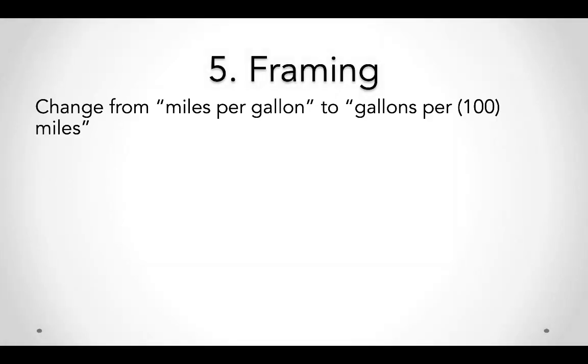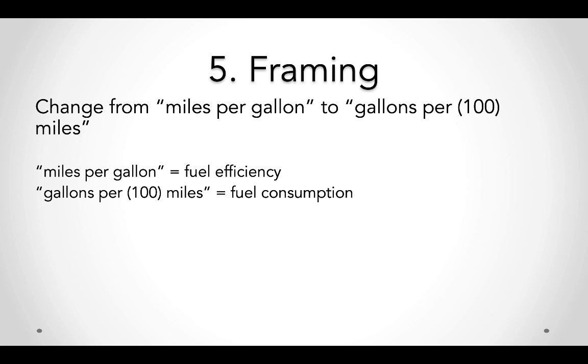If we change it from miles per gallon, which suggests efficiency, to gallons per 100 miles, then we're changing from efficiency to fuel consumption. Consumption is a loss. So miles per gallon is fuel efficiency, gallons per 100 miles is fuel consumption, and then we can probably do something here. Let's give an example. What is more efficient, 50 miles per gallon or 100 miles per gallon? Or what consumes more, 14 miles per gallon versus 20 miles per gallon?